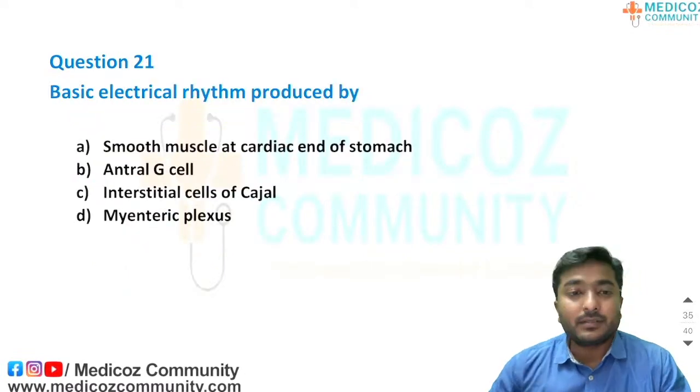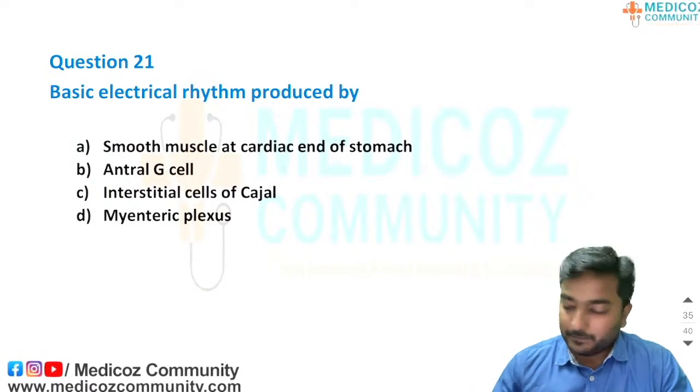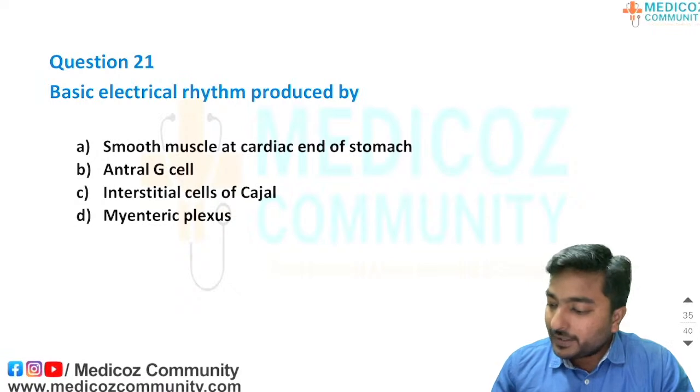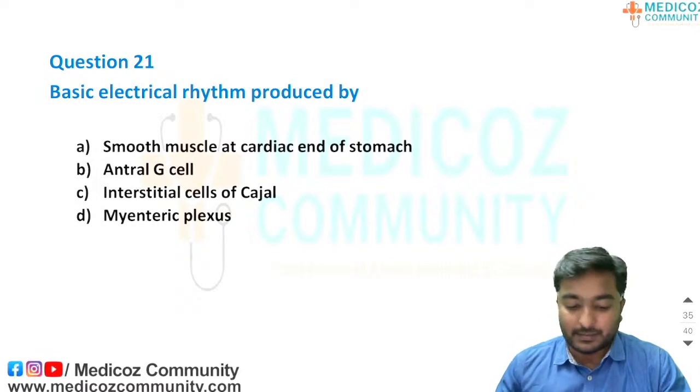Moving on to the next question. Basic electrical rhythm is produced by: smooth muscle at the cardiac end of the stomach, antral G cells, interstitial cells of Cajal, or myenteric plexus. Very simple.